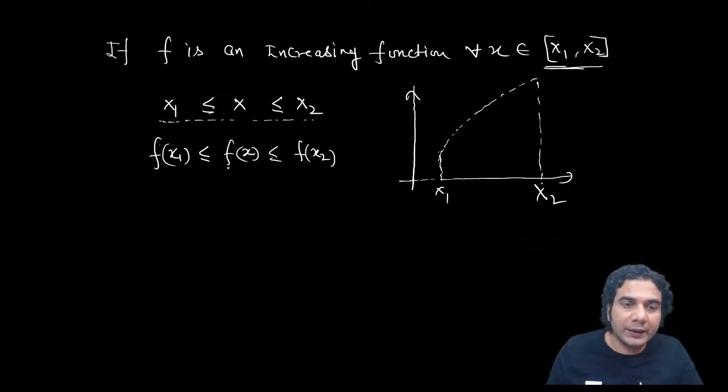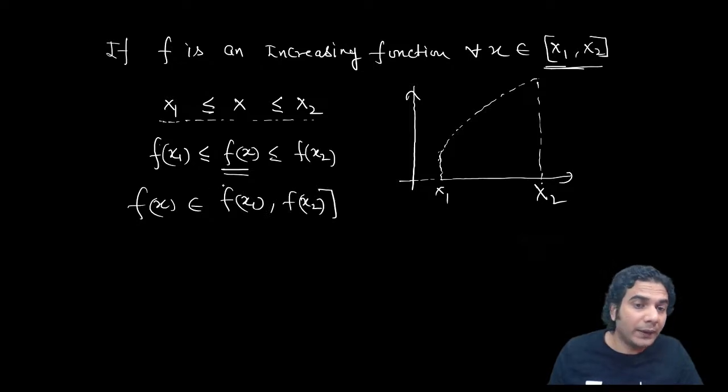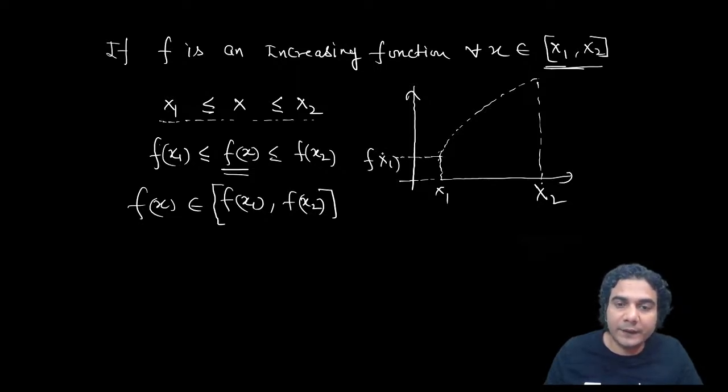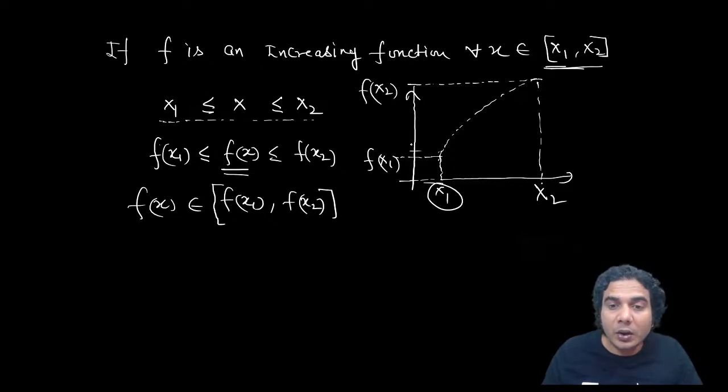So simple. The range of f(x) is nothing but f of x1 to f of x2. This you can do whenever you are applying an increasing function. You will get the minimum value as f of x1, which will be at x equal to x1, and the maximum value at x equal to x2, which is f of x2, and you will get all the points in between f of x1 and f of x2 if the function is continuously increasing.